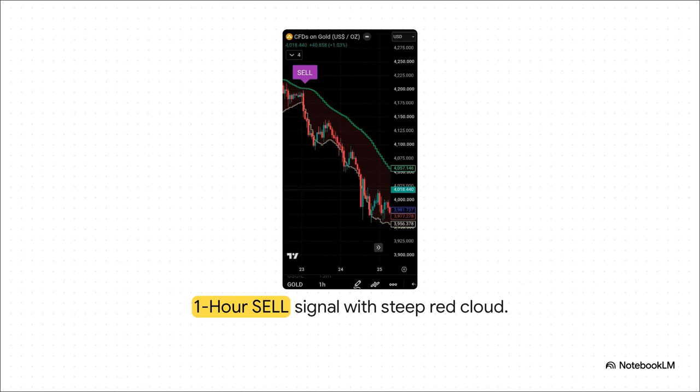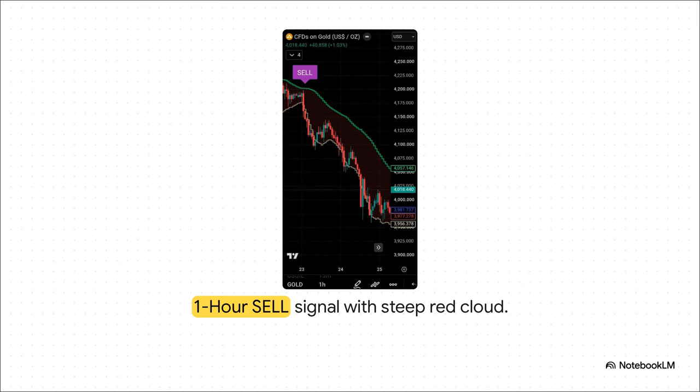I really want you to pay close attention to the sheer steepness of this drop. Notice how incredibly tight that red indicator cloud is hugging the descending price action? The candles barely even wick up into the red zone. The downward momentum is just that strong. For a swing trader, I mean, this is literally the dream scenario. The visual cue is undeniable.